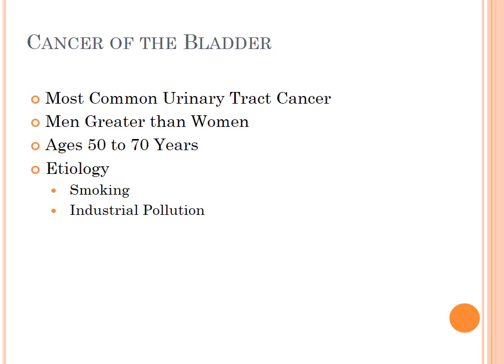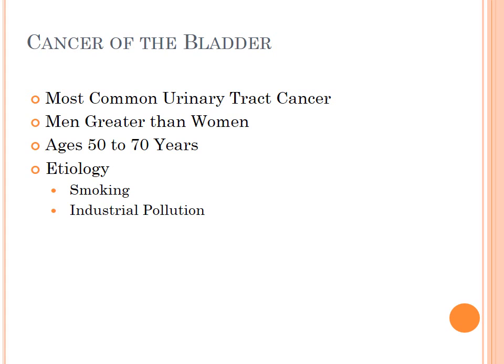The next disorder we're going to talk about is the cancer of the bladder. It's a common urinary tract cancer. It's more common in men than women, and occurs most often in people ages 50 to 70 years old. There is a direct correlation to exposure to industrial pollution or chemicals through work, or smoking. Big correlation. So there's an increasing incidence in America of bladder cancers.